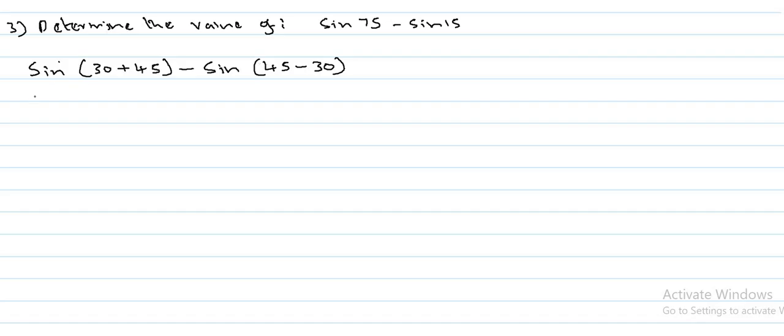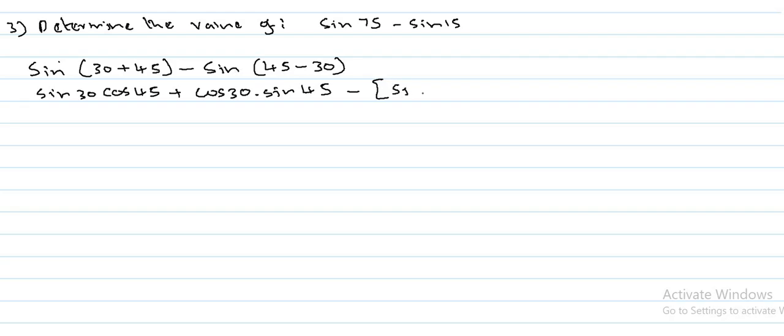So the compound angles of sine: on the first part is sine 30 cos 45. If it's plus, it's plus cos 30 multiplied by sine 45. Minus, let's open the brackets to expand the compound angles of sine again.